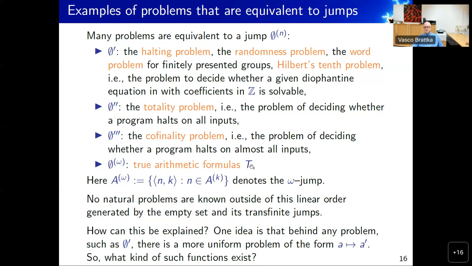The set of true arithmetic formulas, which I mentioned before in the context of Gödel's incompleteness theorem, requires the omega jump. The omega jump is defined like this. And basically the situation is that all known natural problems are in this linear order of jumps. So they are equivalent to some jump of the empty set. And the question is, how can this be explained?